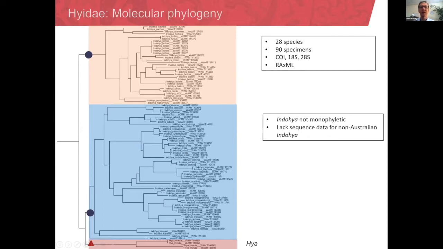First of all, the genus Hire is not sister to what we're calling Indo-Hire from Australia at the moment. But I think this is mostly due to the gene regions that we've covered so far, and also possibly the deep ages of these clades. Remember that Hire is Cretaceous at least. The genus itself is 100 million years old, and so that's going to make Indo-Hire even older again.